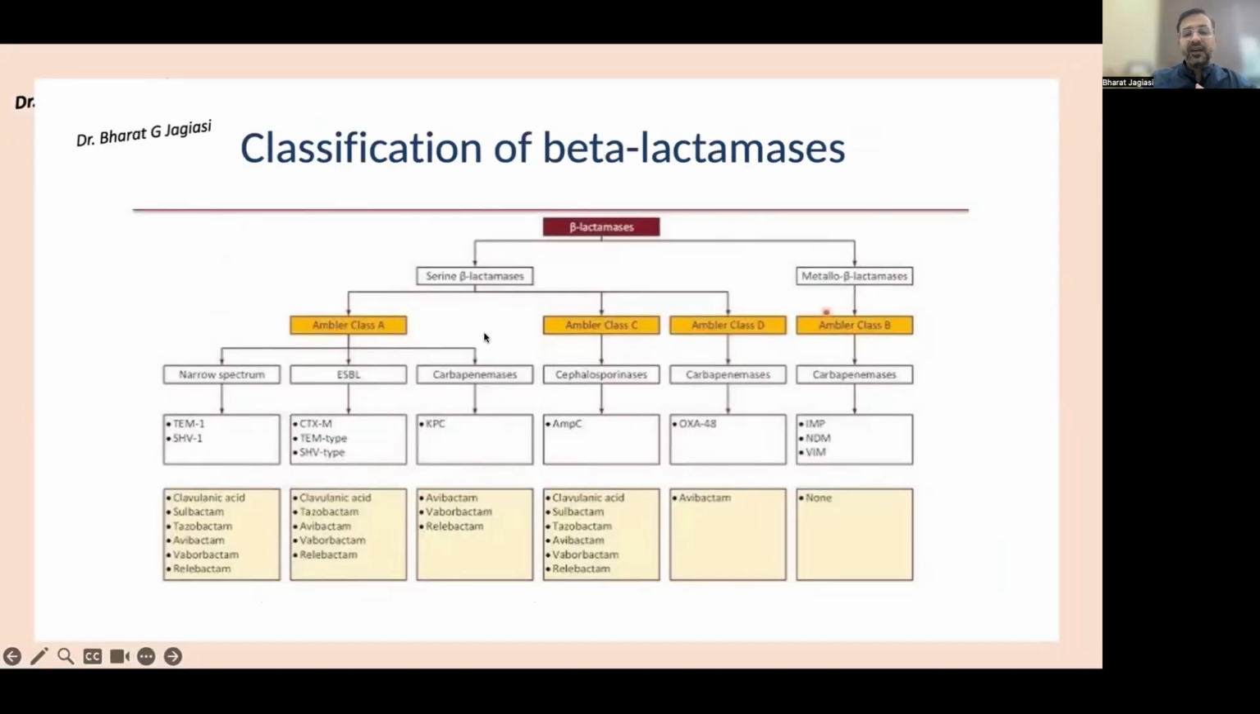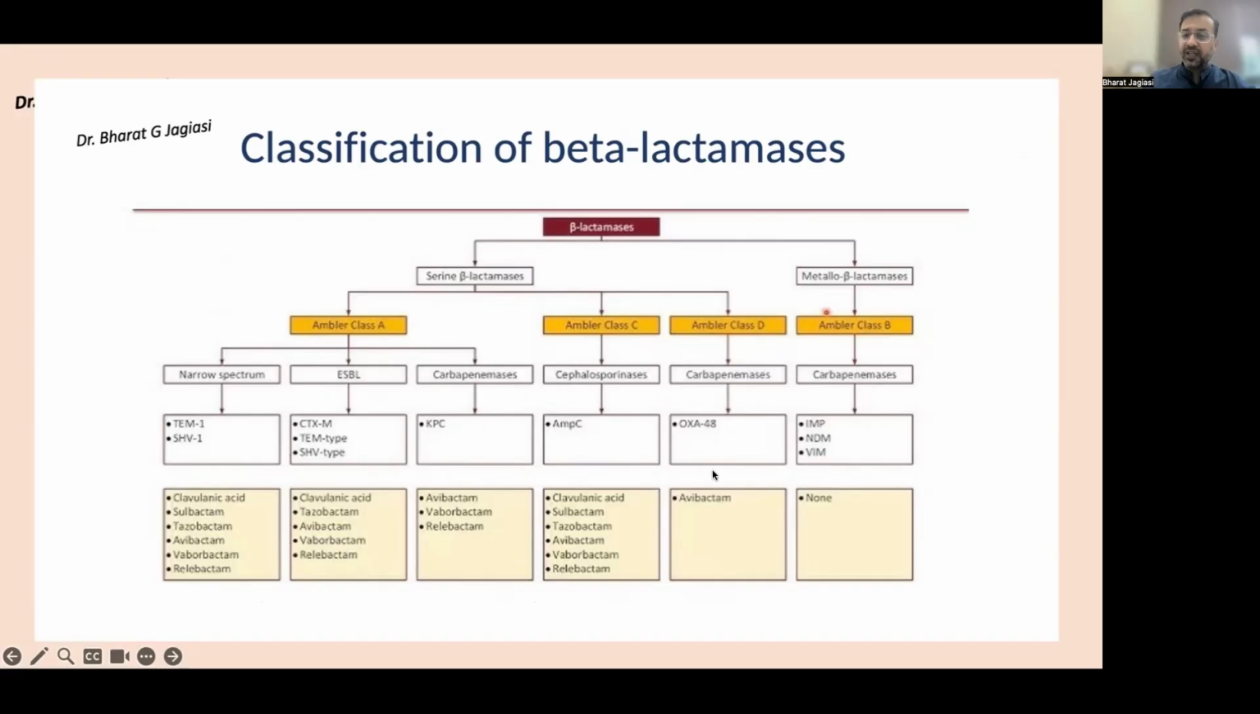So beta-lactamases can also be classified as serine beta-lactamases and metallo-beta-lactamases. Serine beta-lactamases are Ambler class A, C, and D, and the metallo-beta-lactamases are the Ambler class B. Class A could be classified as narrow spectrum, ESBL, carbapenemases with varied resistance to the beta-lactam inhibitors. And class C, cephalosporinases, AmpC, again has varied sensitivity to the beta-lactam inhibitors.